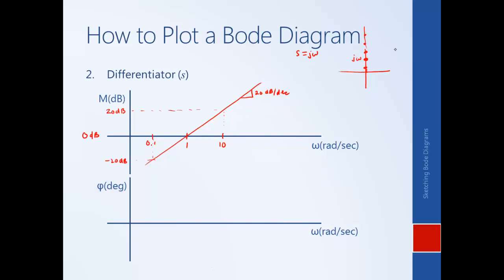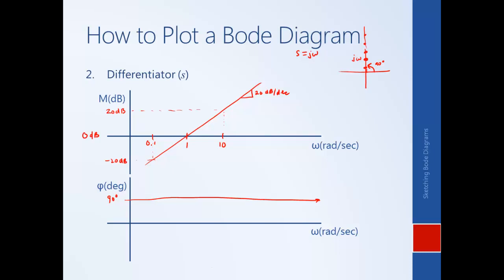If we look at this figure again, and we look at the angle of that complex number as omega changes, try and think about what the phase plot would look like. So phase is the angle from the positive real axis to that point. And if you look at this, it's always positive 90 degrees, no matter the value of omega. It's always positive 90. So we get just a straight line at 90 degrees.